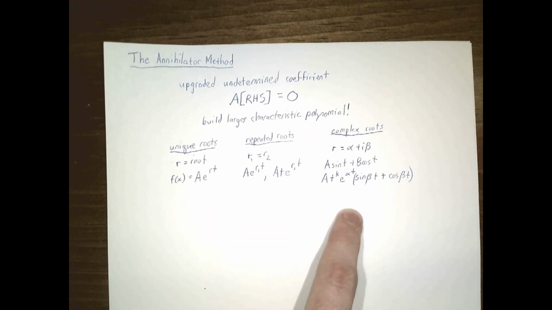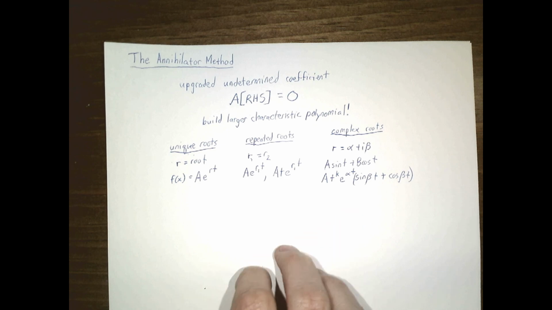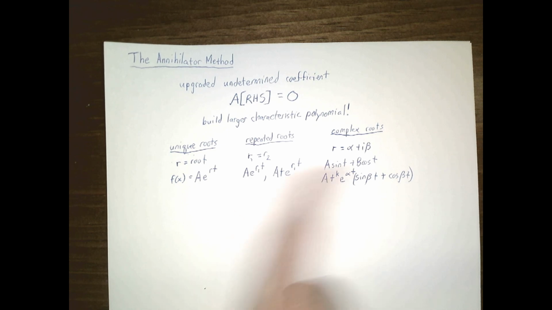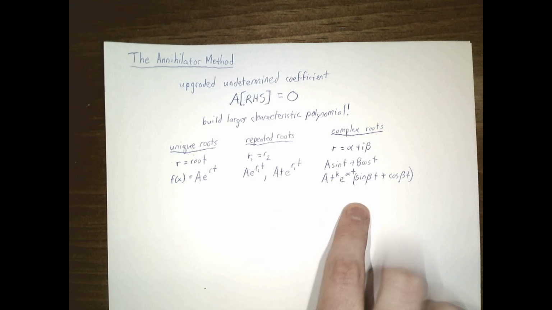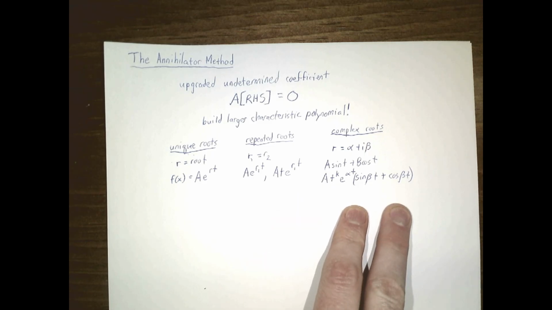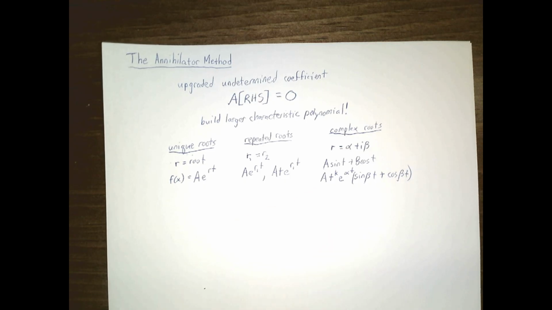So these are the kind of functions we can get from solving a characteristic polynomial. If our differential equation on its right-hand side is equal to things that look like this, exponentials, polynomials, or trig functions, sines and cosines here, we can use the annihilator method to build an even bigger characteristic polynomial and then essentially look at the roots of that guy and solve the rest of our equation.